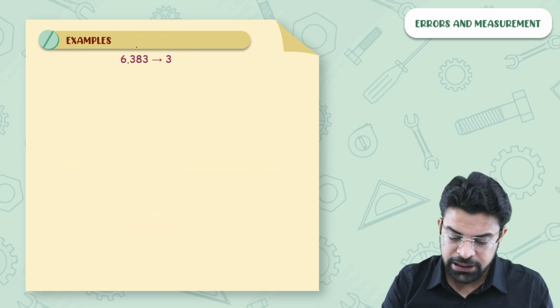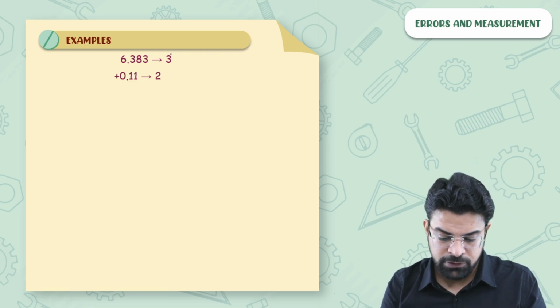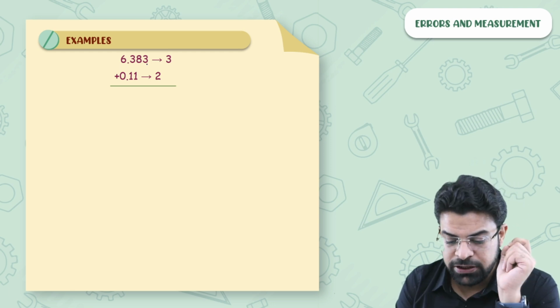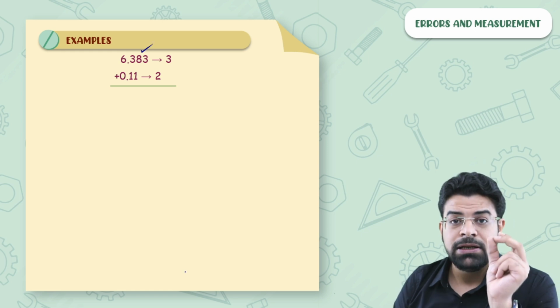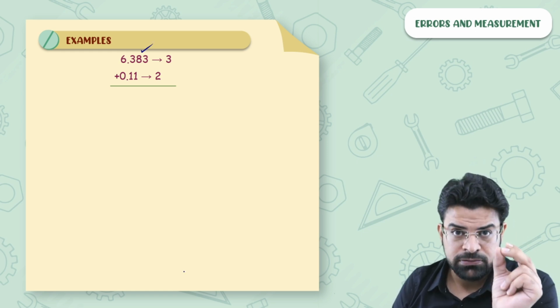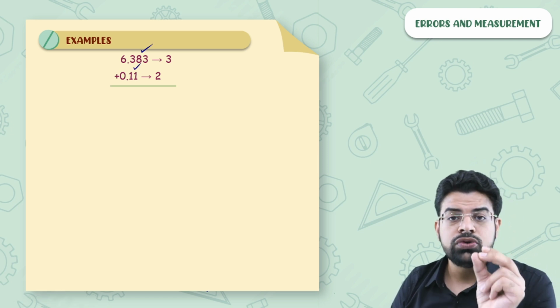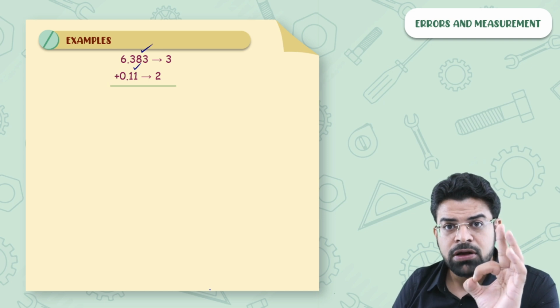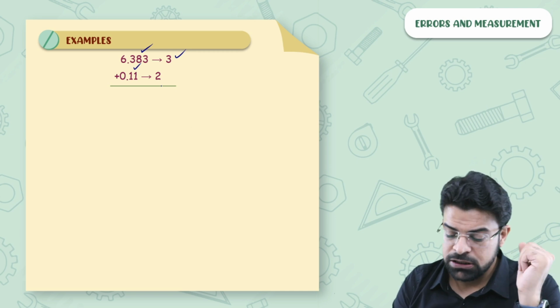Let's say I give you 6.383 plus 0.11. So you will say, sir, if you give us 6.383 plus 0.11, the first number has 3 places after the decimal, 3 significant figures after the decimal. The second one has 2 significant figures after the decimal. So the answer should have how many significant figures after the decimal? The first one has 3, the second one has 2.